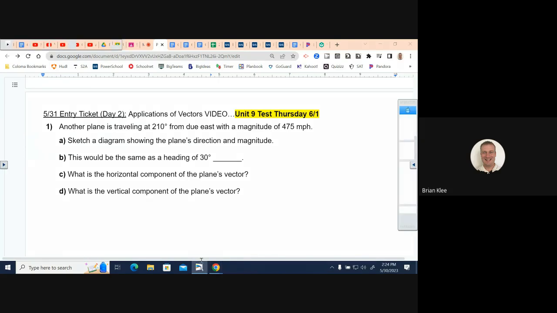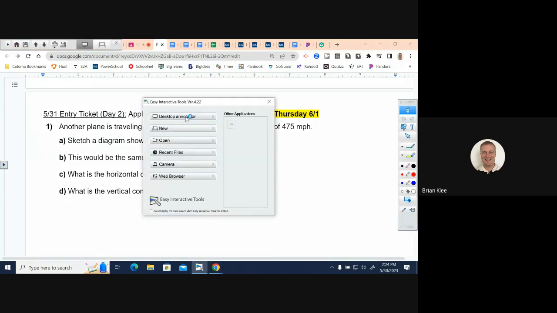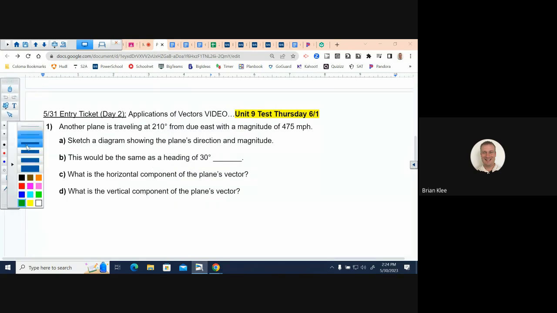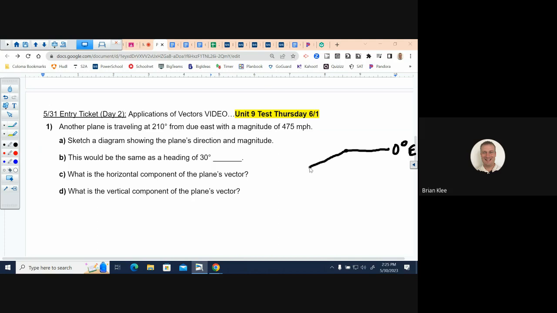The learning target covered in this particular video is dealing with a direction and a magnitude. So it's always helpful to get a sketch to understand what's going on. For part A, we are defining east as 0 degrees, and we're told we're 210 degrees away from that.